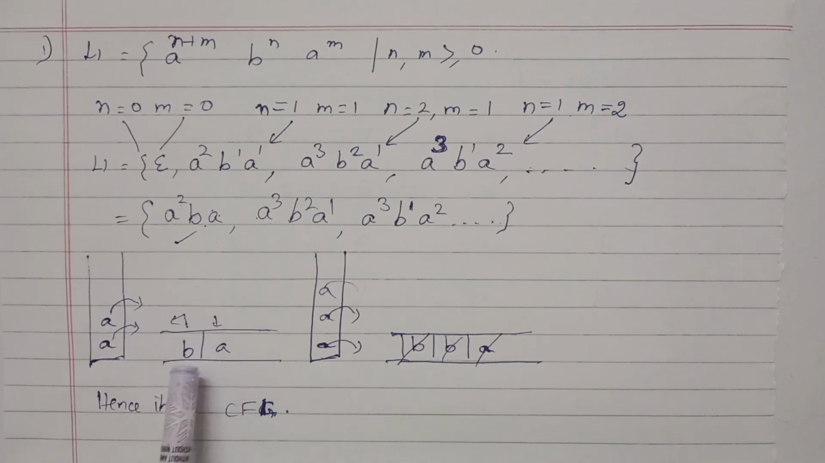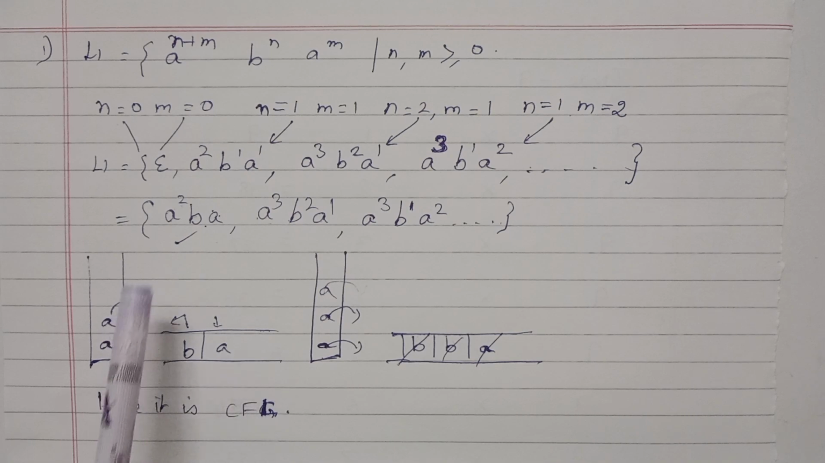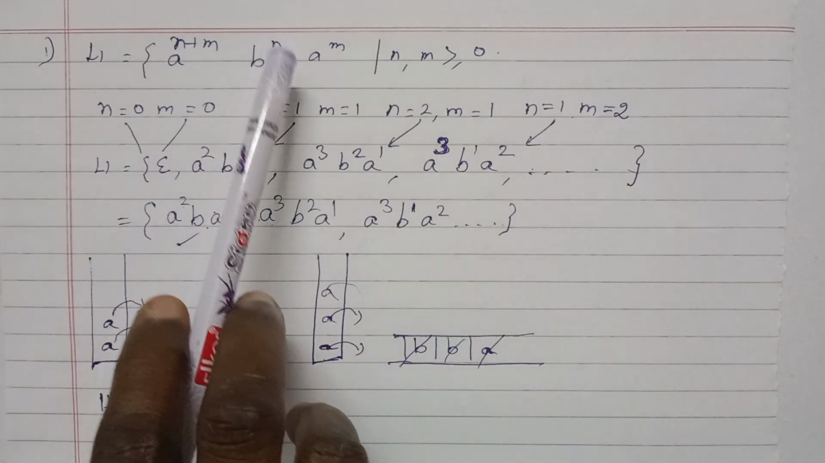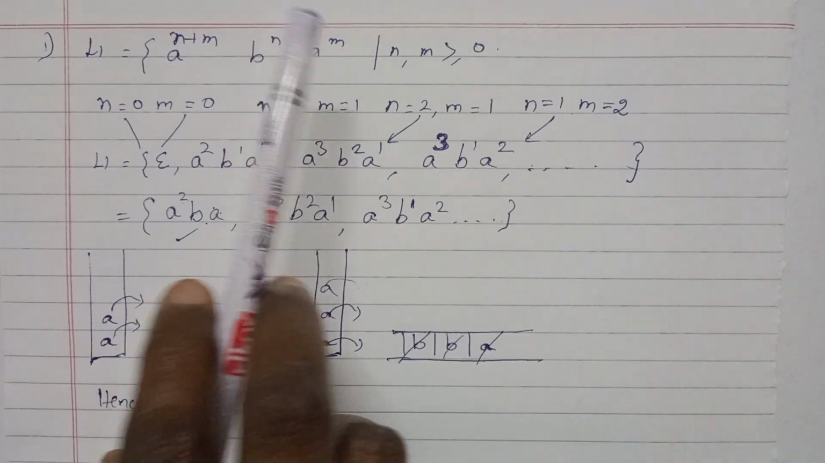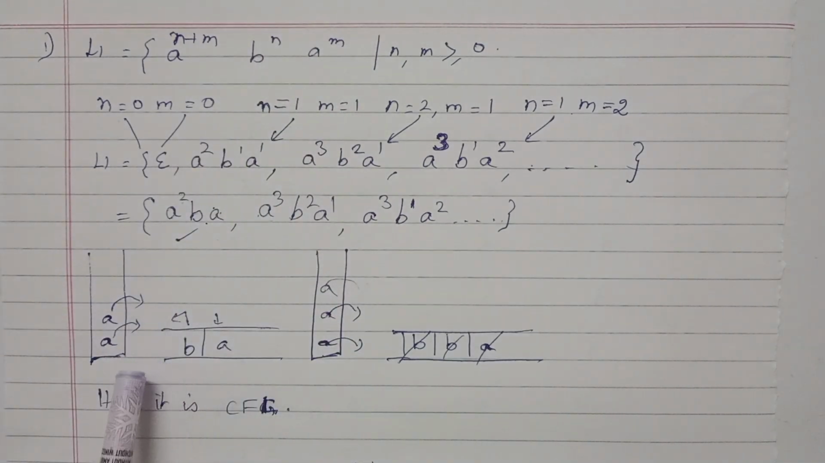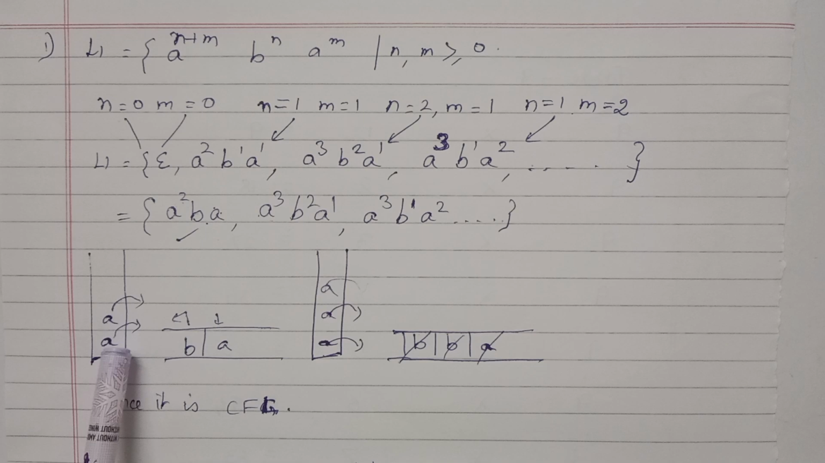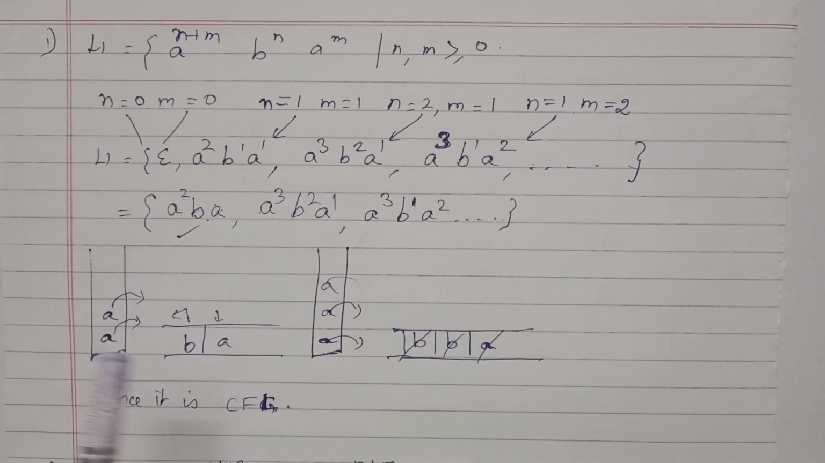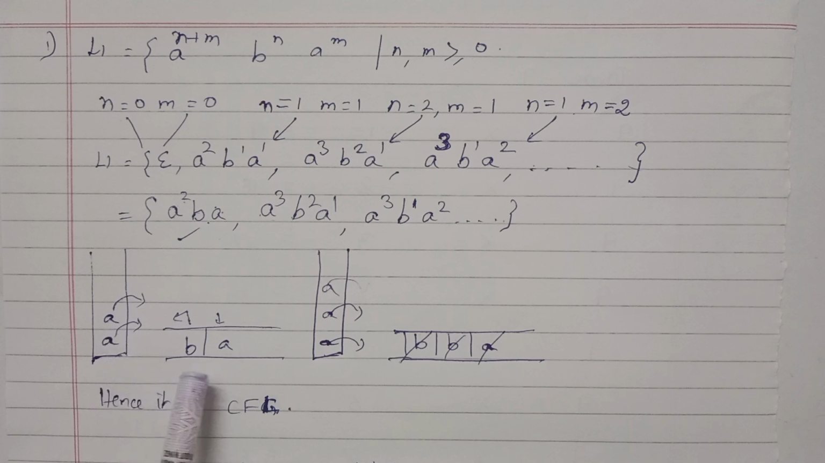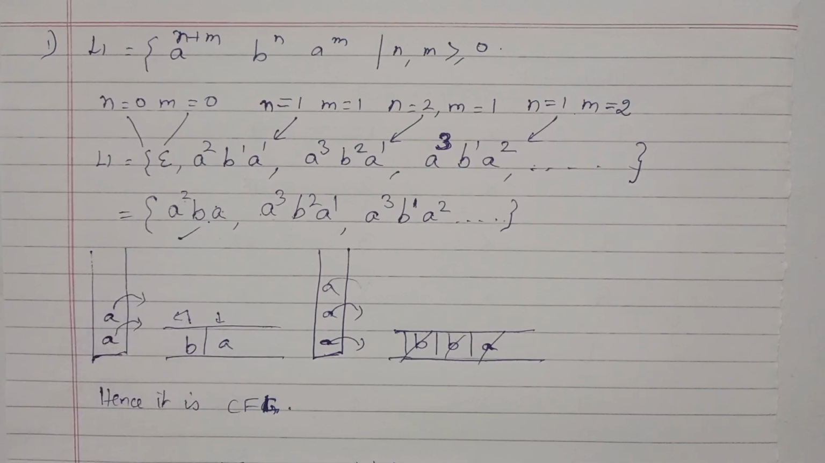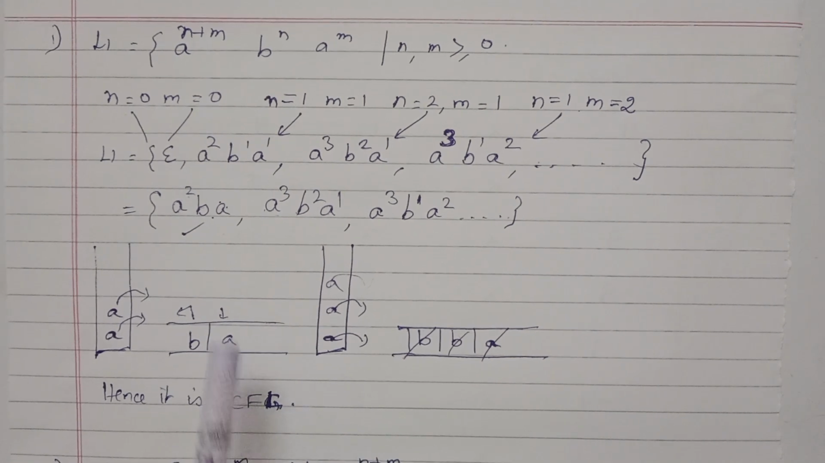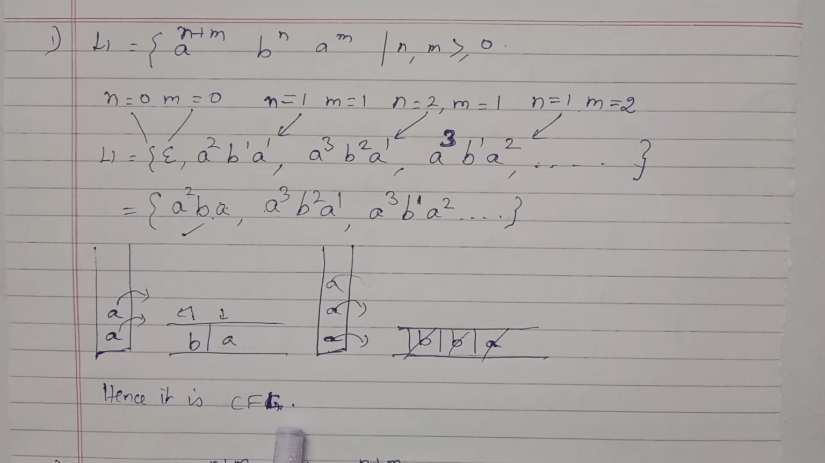Next the input string is b and a. Now we will check whether the value n and the value m add up to n plus m. So first you put the two values in the stack. Now when the input symbol b comes, you pop one a. Next the symbol a comes, so you pop another a. So the stack will be empty and the string will be accepted. So you see that this language is a CFL.